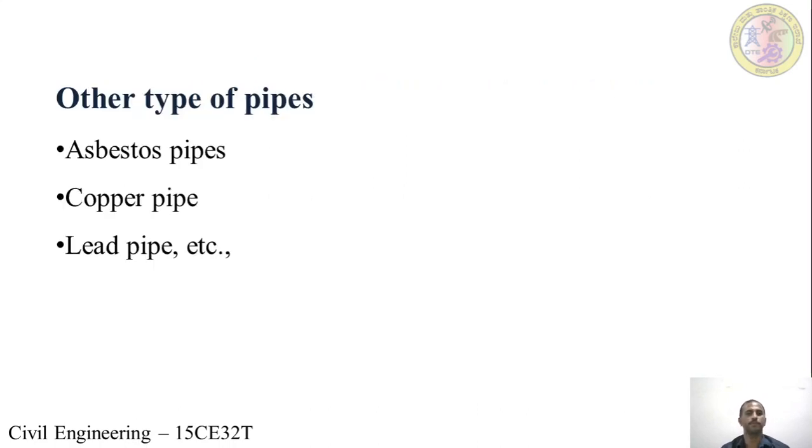The other types of pipes include asbestos pipes. They were used for their low frictional loss, light weight, cheapness. But these days, these pipes are not used because of scientific studies that show prolonged exposure to asbestos causes intestinal problems and may cause cancer also.